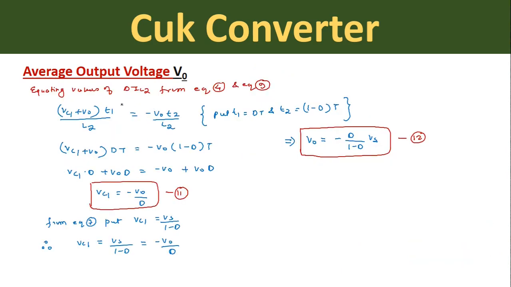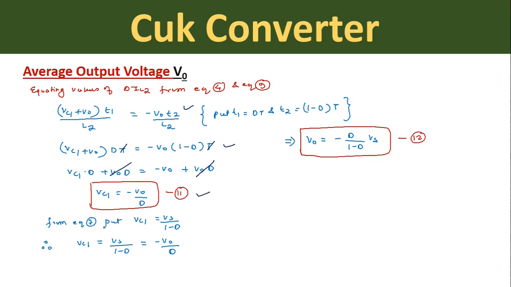Now we will equate the values of del IL2 from equation number 4 and 9. We will get this type of equation. Again in this equation we will put T1 is equal to dT and T2 is equal to 1 minus d into T. So after putting the values we will get this type of equation. This T and this T get cancelled out and we will get Vc1 into d plus V0 into d is equal to minus V0 plus V0 into d. This V0 into d and this V0 into d will be cancelled out and we will get Vc1 is equal to minus of V0 divided by d. Let this be equation number 11.